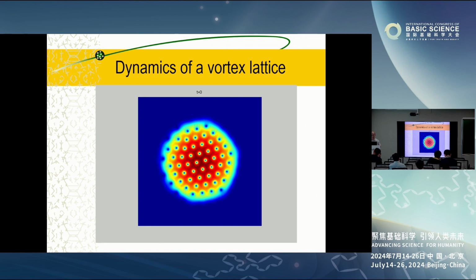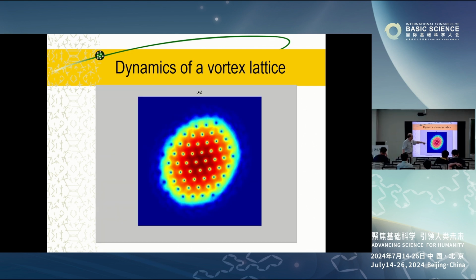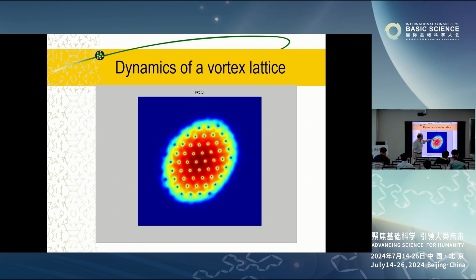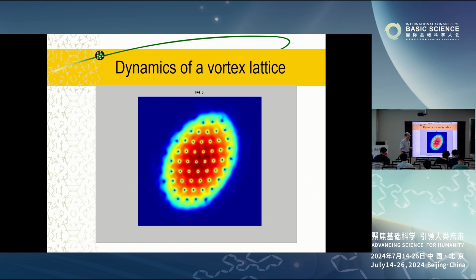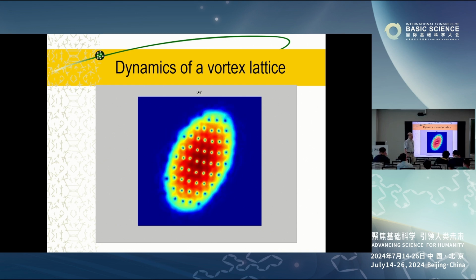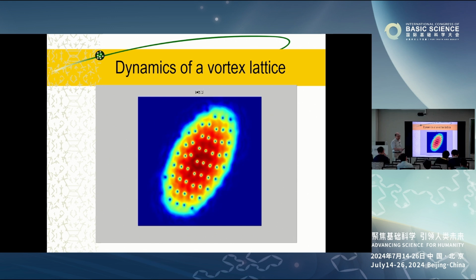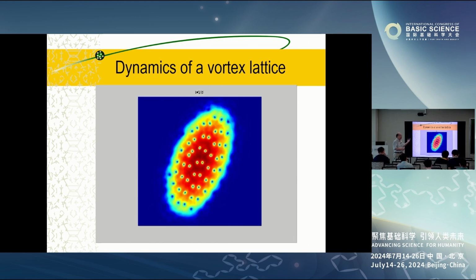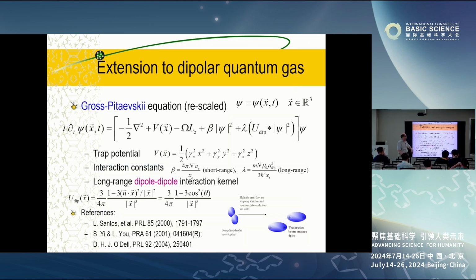This shows some kind of lattice. Each blue dot is a quantized vortex center. We have many vortices with a given potential. With this method it works very well. It is a high order scheme.